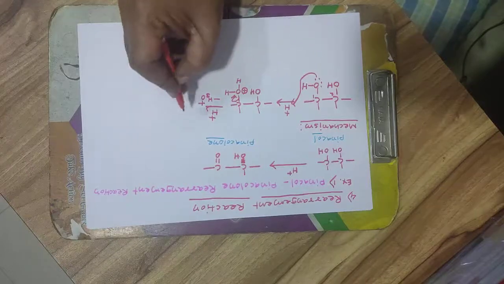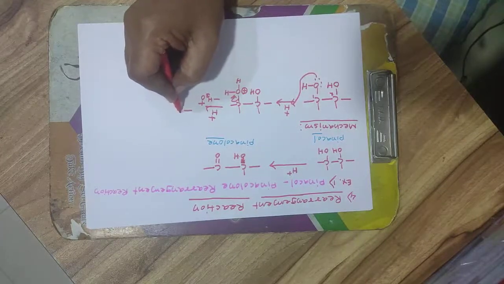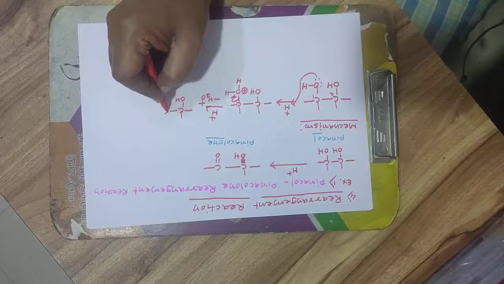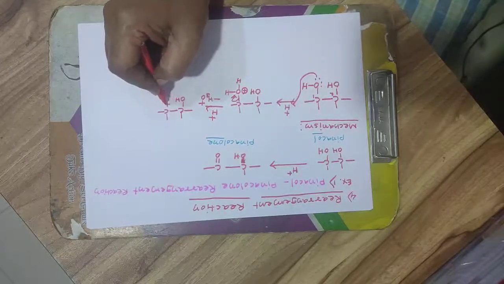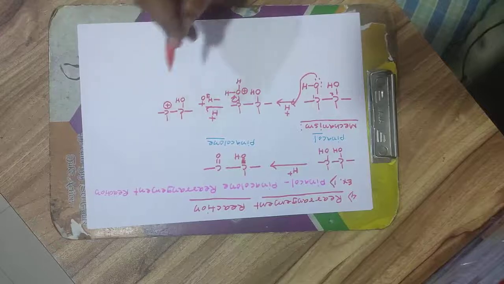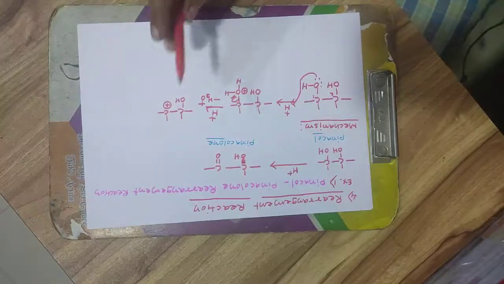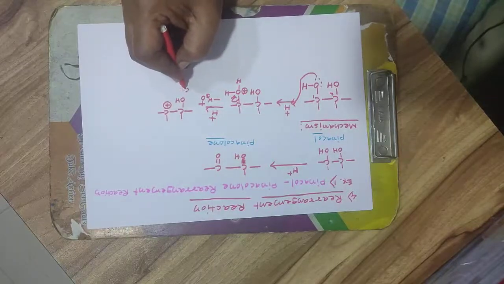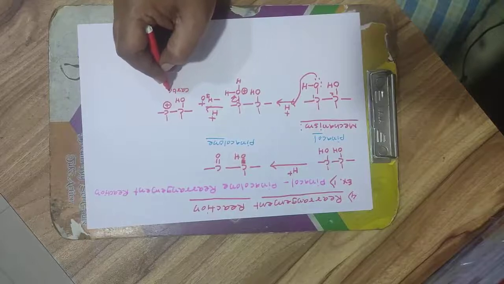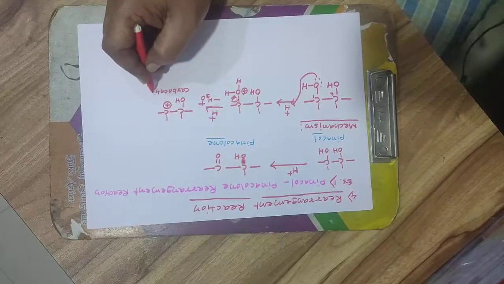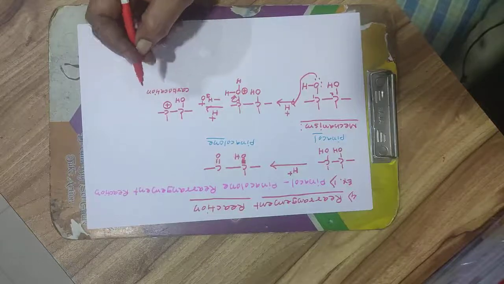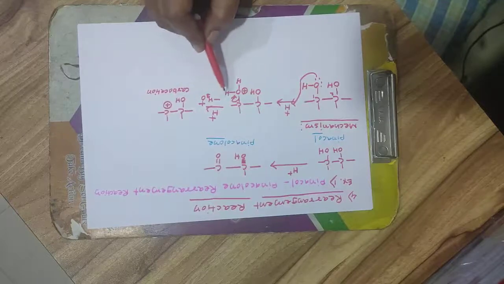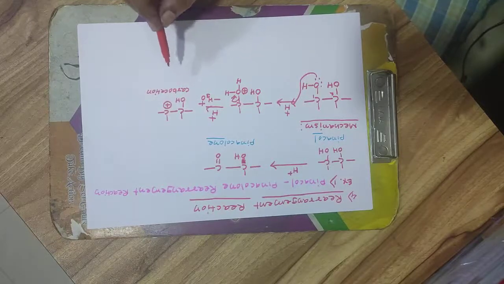So there is a formation of a carbon, here is the OH as it is, and there is a formation of a positive charge. The species in which there is a positive charge is called a carbocation. So there is a formation of a carbocation.